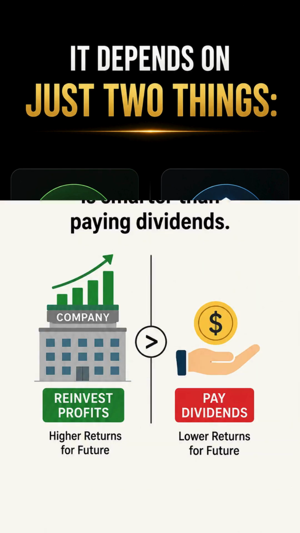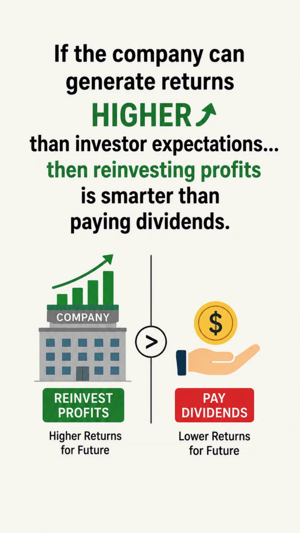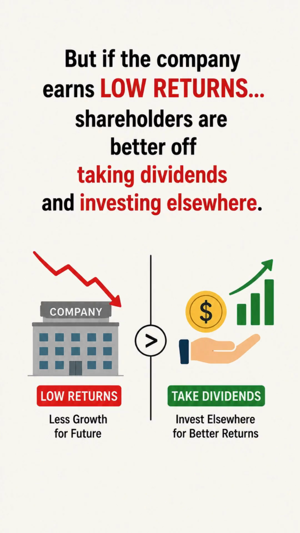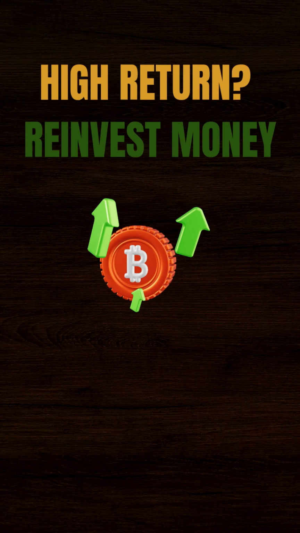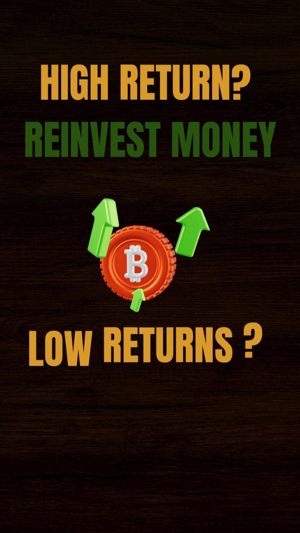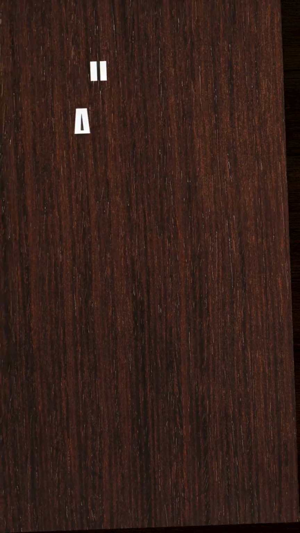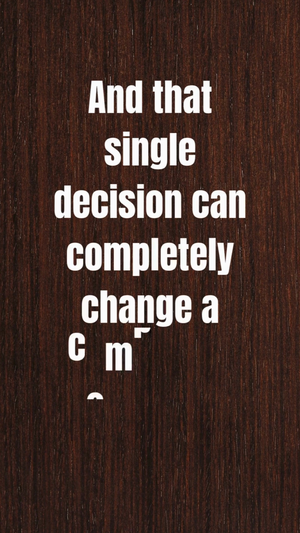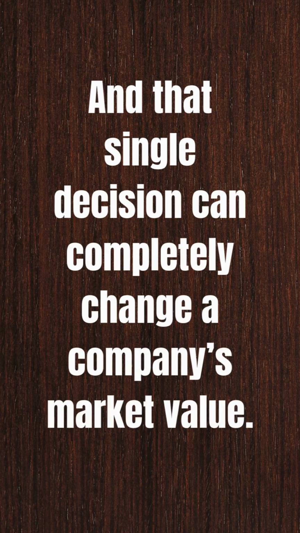If the company can generate returns higher than investor expectations, then reinvesting profits is smarter than paying dividends. But if the company earns low returns, shareholders are better off taking dividends and investing elsewhere. In simple words, high returns, reinvest profits. Low returns, pay dividends, and that single decision can completely change a company's market value.